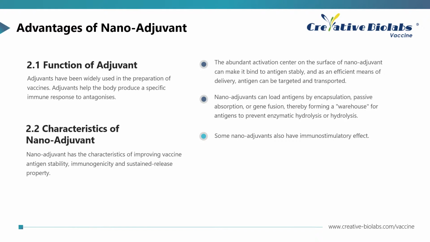It was found that particle size was an important factor affecting vaccine transport and APC uptake in vivo. Nanoparticles with particle size less than 1000 nanometers were easily ingested by dendritic cells and macrophages, while particles with particle size less than 100 nanometers were more likely to come into contact with APC through lymphatic vessels. It has been proved that nanoadjuvants can induce strong humoral and cellular immunity, and can delay the release of antigens, thus continuously stimulating the body to produce high titers of antibodies.